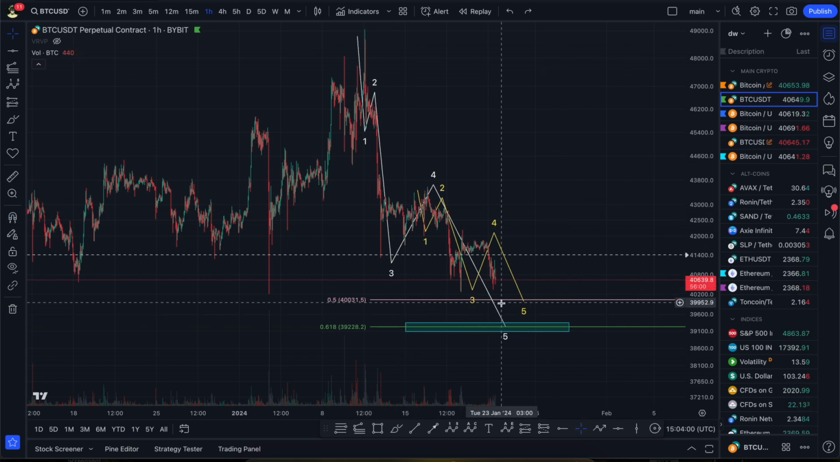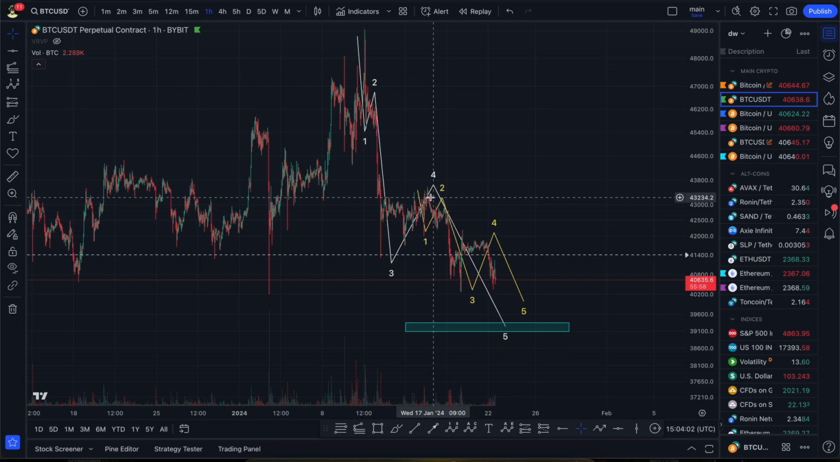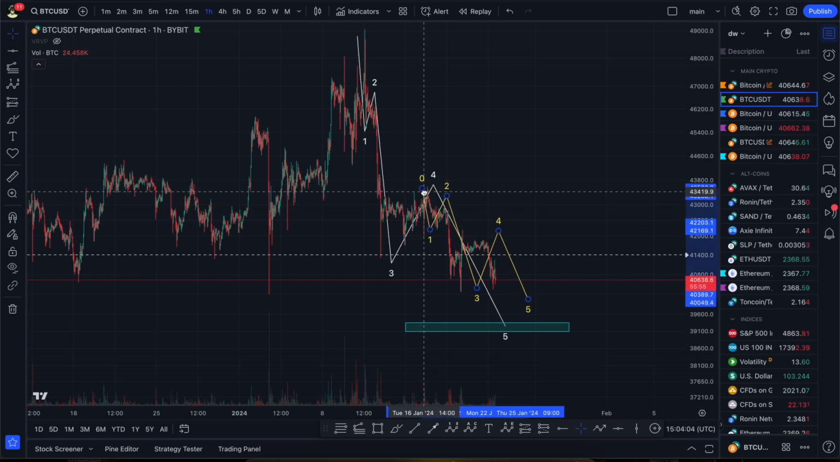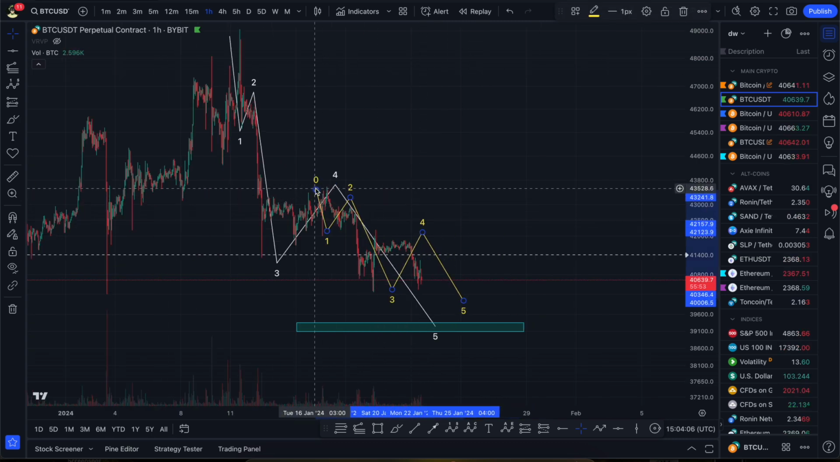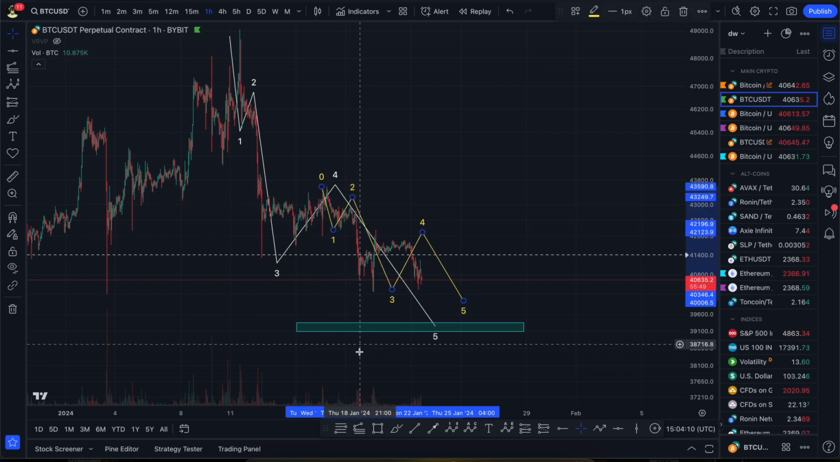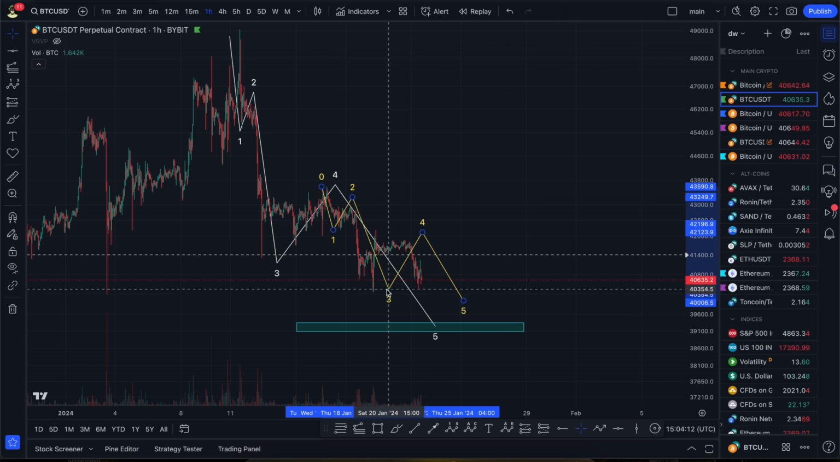So remember this structure. On the smaller time frame, we are seeing those subwaves. We can see that here is wave 1, after that some kind of wave 2, and after that wave 3, which had the biggest splash of volumes over here.